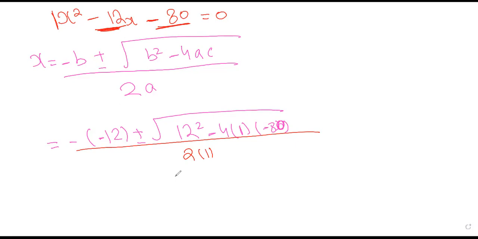Under the root, wouldn't it be minus 12 square? I know that minus 12 square would basically be 12 square, no? Whenever I have a square of a negative number, it basically becomes positive, silly. But yes, you are right. Let's write it this way.